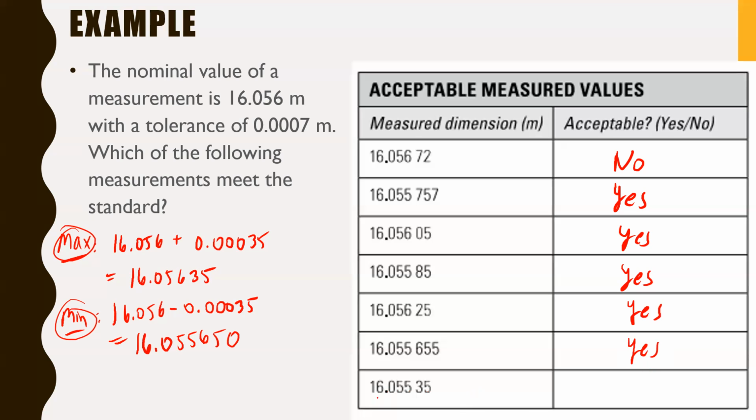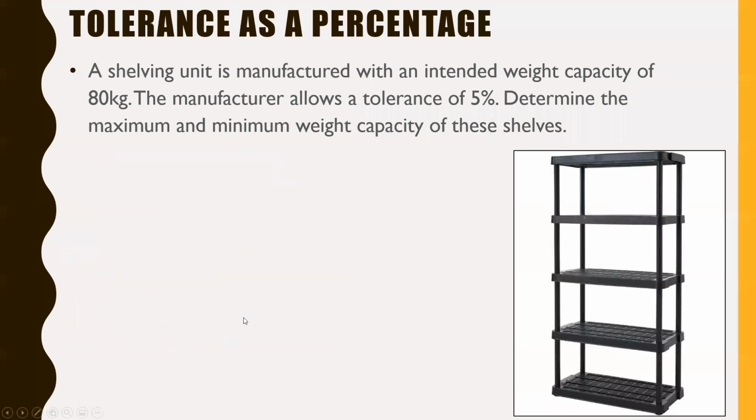And then as for this last one, 16.05535, well, comparing it to this one, 3.5 is smaller than 6.5. So no, that is below our minimum there. That was a tough one. That was a really tough one. Anyway, are we done? Nope, we got like one last question. Here we go. All right, last one.